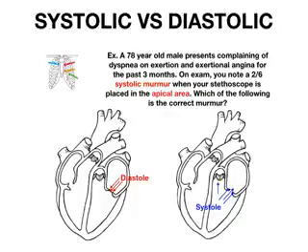So I want to take a step back here and make sure that you're up to speed. First, you have to know the APTM, apartment M mnemonic. That tells you where the murmur is located, or what area we're listening to. Then you have to ask yourself, what happens at that valve during systole versus diastole?